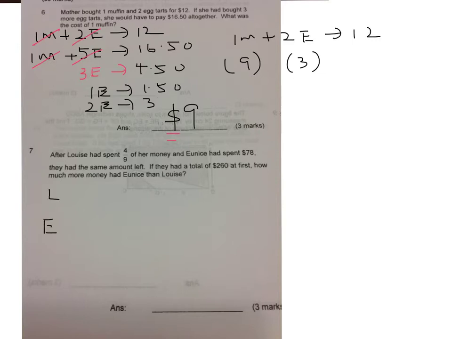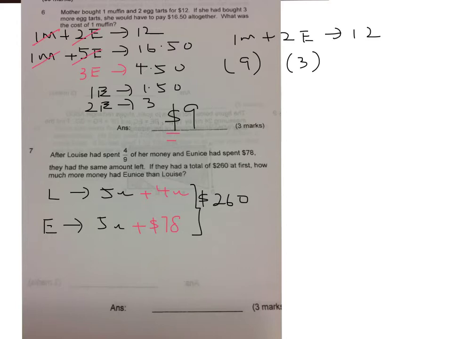Louise spent 4 units, which means she is left with 5 units. So 5 units plus the 4 units that she had spent was the original amount. Whereas for Eunice, she was left with the same amount, which is 5 units, plus the $78 that she spent. And altogether, this equals $260. So can you find how much more money Eunice had than Louise at first?